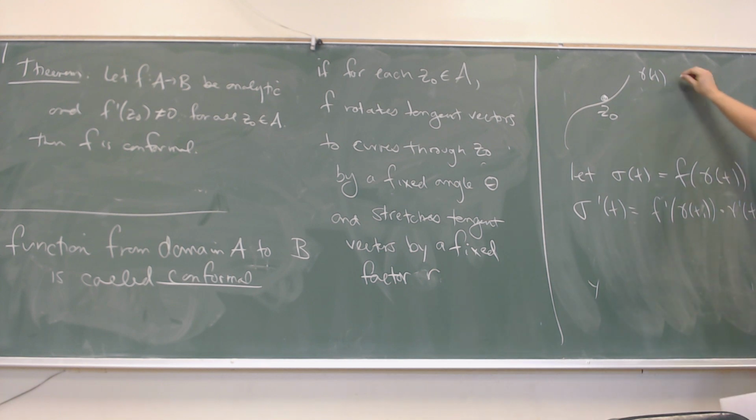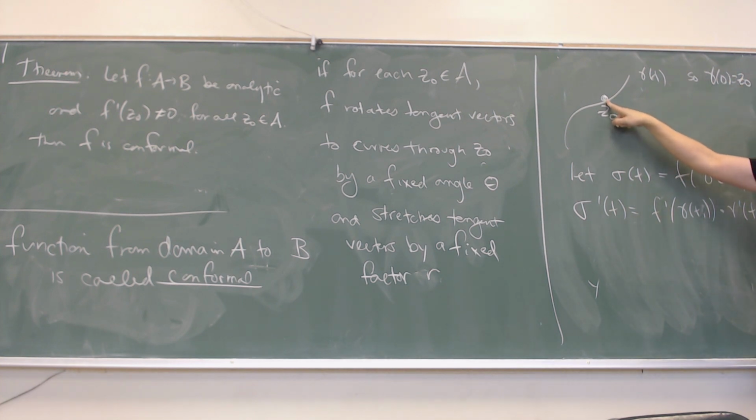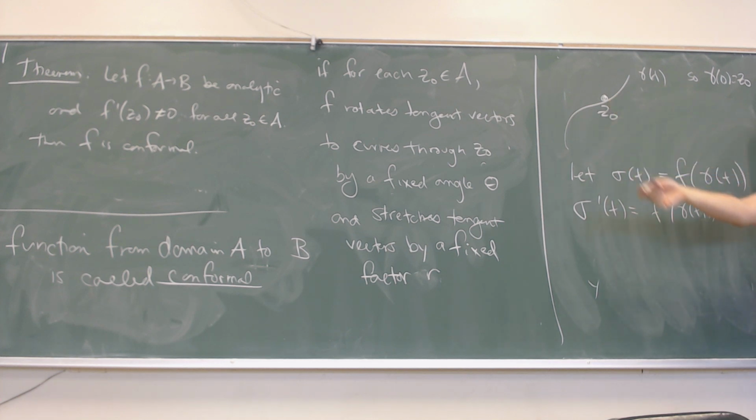And let's actually, we can always normalize this function so that gamma of 0 is equal to z naught. So we'll let this curve pass through z naught at the point t equal to 0. You can always choose that. So gamma of t is a curve, it passes through z naught, and also gamma of 0 is equal to z naught. Sigma is the composition of f with the curve. The words for this is the image of gamma under f, is the way that you would refer to that object.